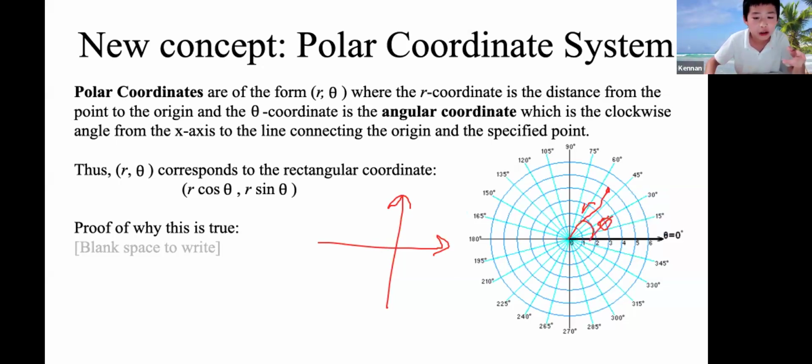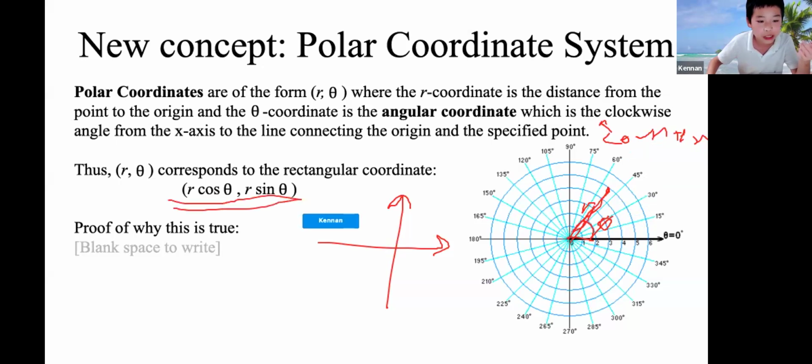I think this should be counterclockwise, although I'm not sure. But these diagrams are counterclockwise. Anyways, theta is measured from the x-axis to the line connecting the origin and the specified point. If we were to convert it to rectangular coordinates, we would get this.